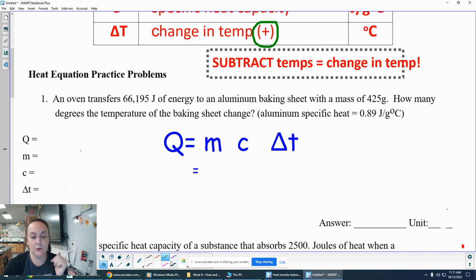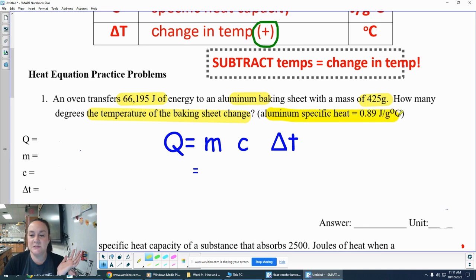All right, so here's an example. I'll do a couple with you, and then we'll pass out the practice worksheet, and you will be able to do this. So an oven transfers 66,195 joules of energy to an aluminum baking sheet with a mass of 425 grams. How many degrees does the temperature of the baking sheet change?